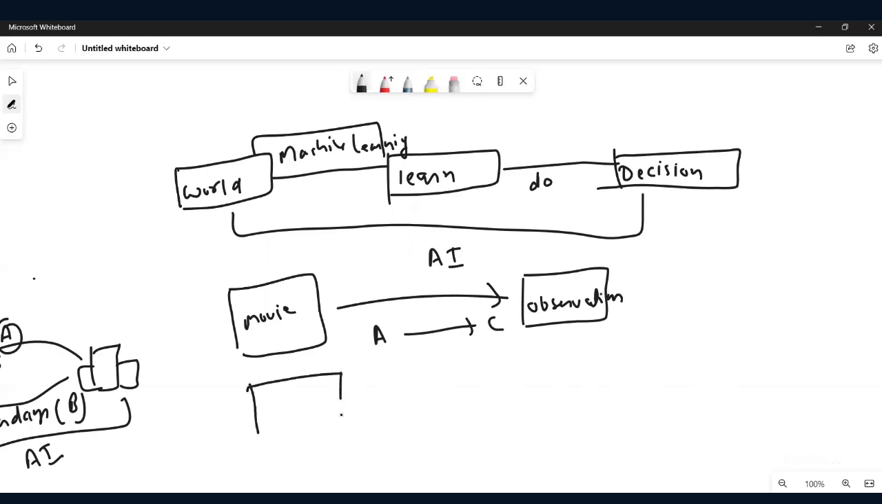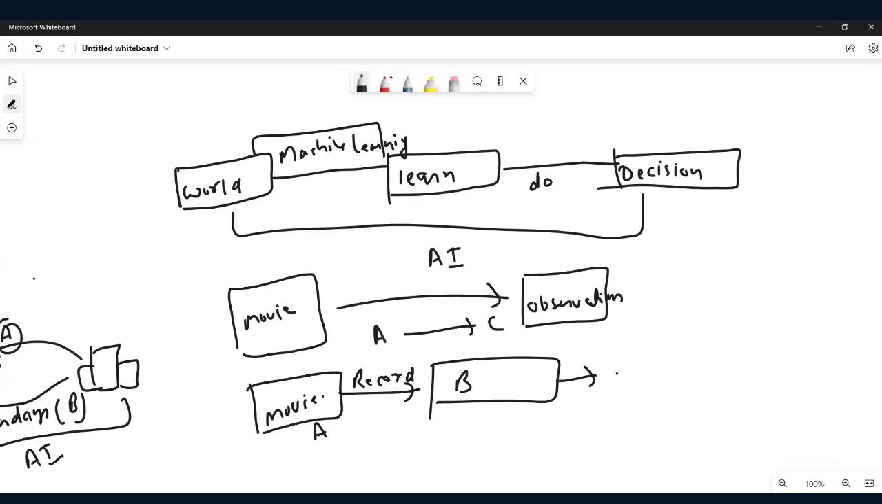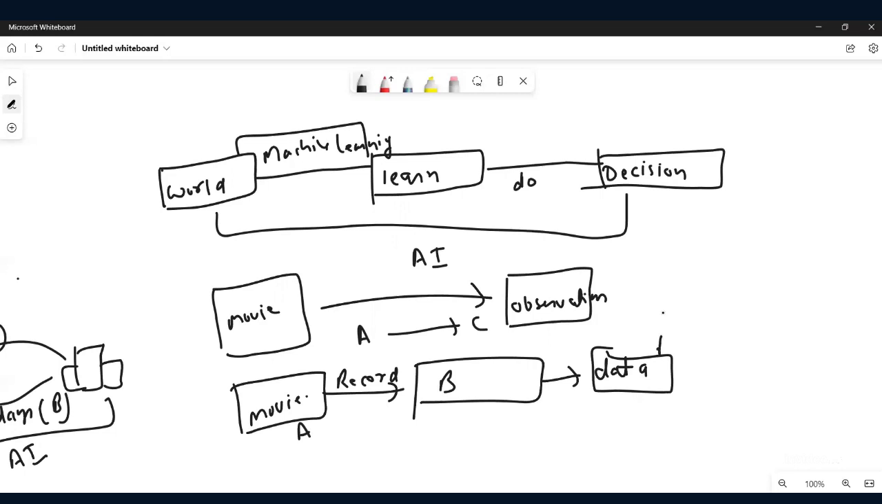But if you watch a movie, you record this movie and then you show it to a person B, or person A watches the movie, records the movie, and then shows it to person B, then this is called actual data. So ये difference है between data and observations.